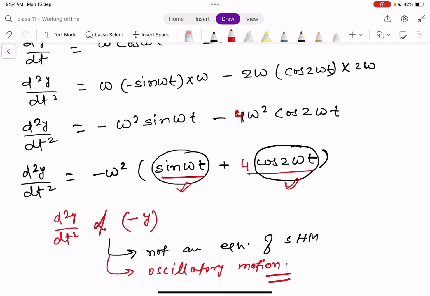So the final answer is: not an equation of SHM because it is not proportional to minus y, but it's an oscillatory motion as sin omega t and cos 2 omega t both are periodic functions.